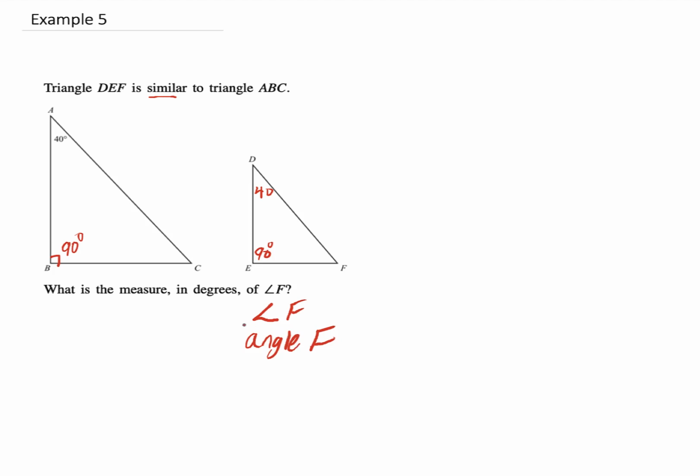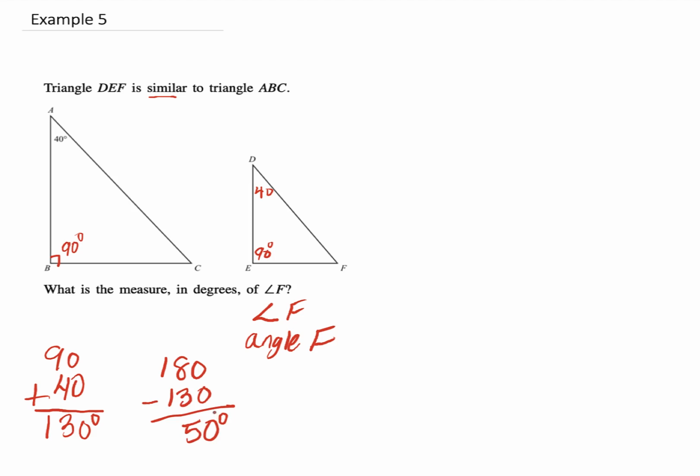All the angles in a triangle sum to 180 degrees. If we were doing this without a calculator, I would take 90 and add it to 40. This is a simple addition. This would be 130 degrees. Then I would subtract that from 180. So 180 subtract 130 is a simple subtraction of 50 degrees. So F is 50 degrees.